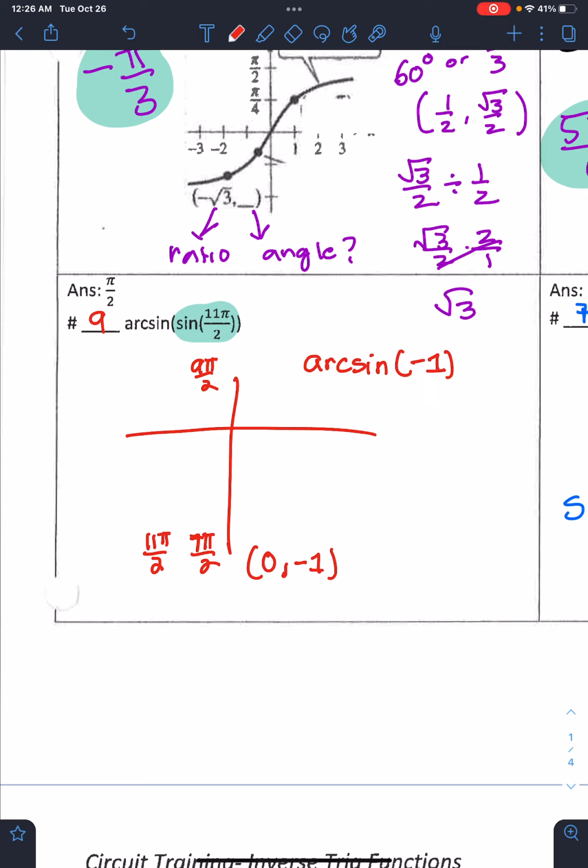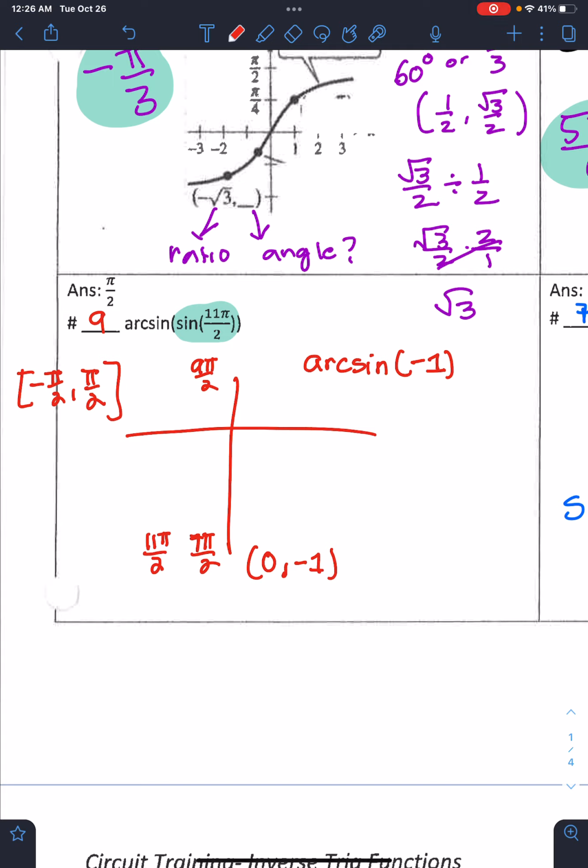So this is kind of where this conversation that we had in class comes in. We learned an identity that said that if our angle is within our domain, then the answer will end up being that same answer. Like if 11 pi over 2 was in the first or fourth quadrant, we would have said the answer was 11 pi over 2. But remember, sine is restricted from -pi over 2 to pi over 2.